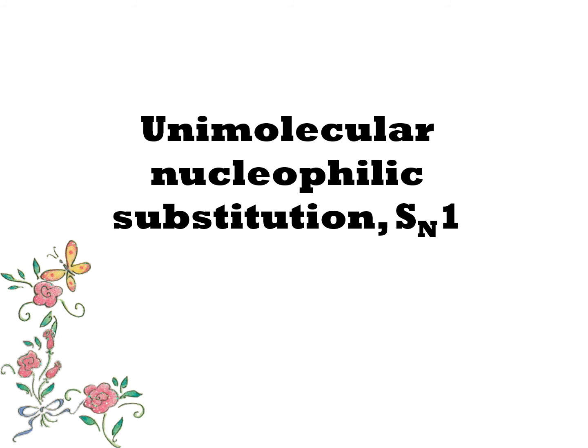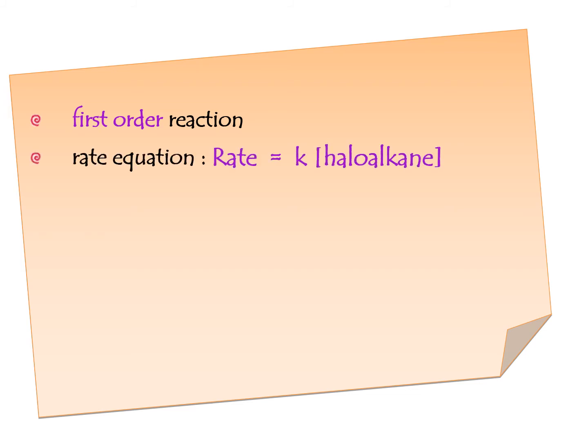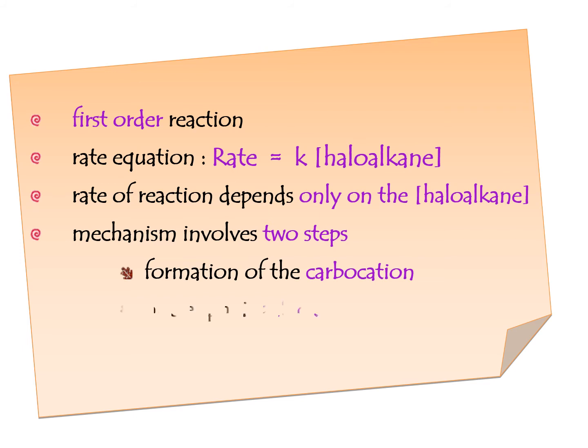How about unimolecular nucleophilic substitution, SN1? What is SN1? SN1 is a first-order reaction with the rate law, rate equal to k multiplied by the concentration of haloalkane to the power of 1. Therefore, the rate of reaction depends only on the concentration of haloalkane. The SN1 mechanism involves two steps, which are formation of the carbocation and nucleophilic attack.